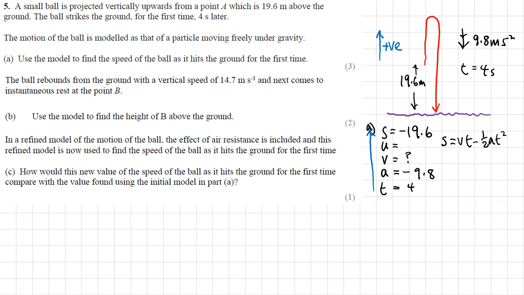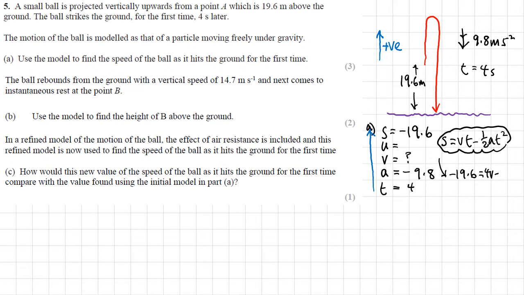It's very similar to that one, which is s equals ut plus half at squared. So this is the equation that I'm going to use to solve this. I'll just put the values in. So I will have negative 19.6 is equal to v times t, so that's 4v, minus half at squared.